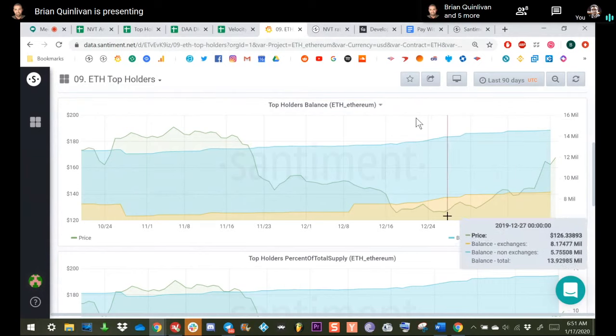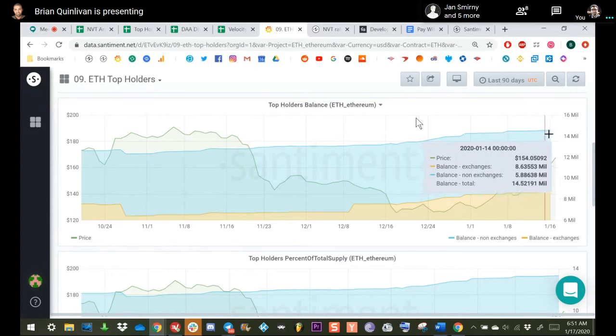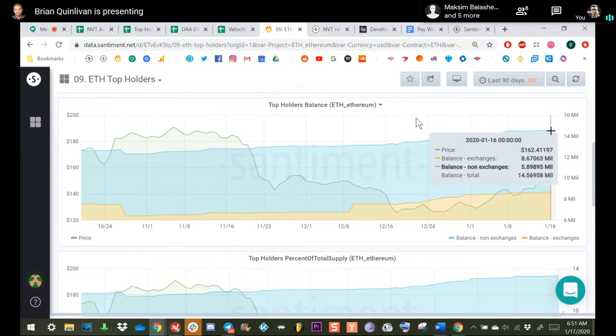So yeah, the blue line is the cumulative balance of the top 50 non-exchange wallets within the top 50 ETH wallets. And then the yellow one. Yeah, we're looking at 10 right now, by the way. Oh, we're looking at that.